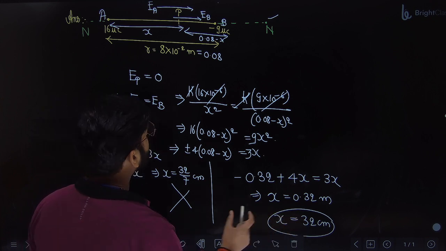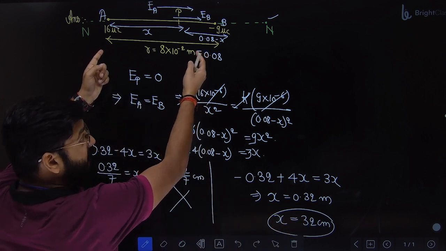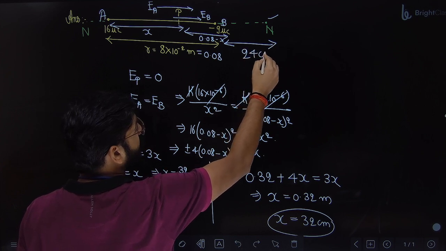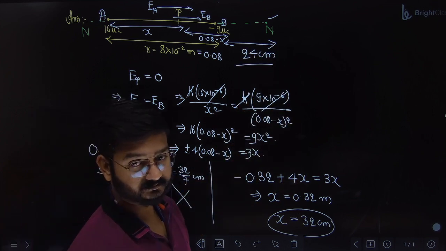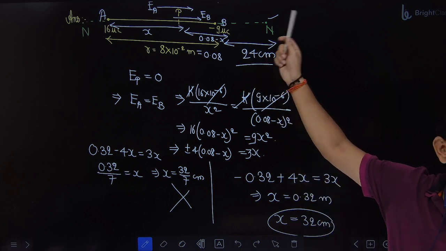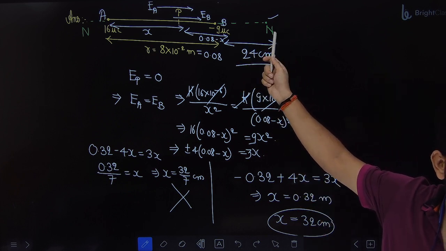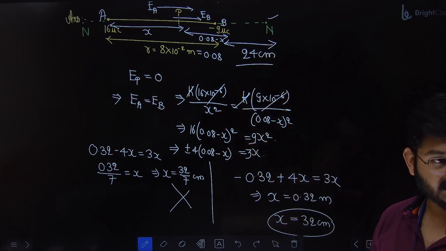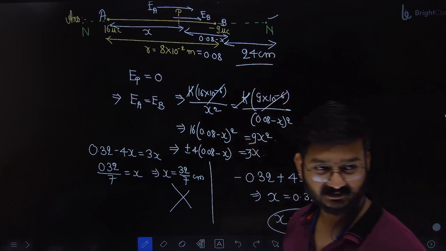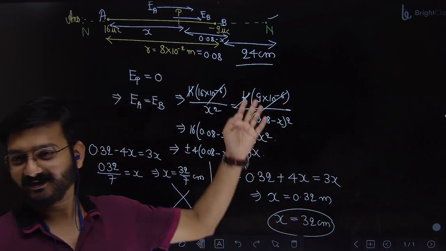Now, 32 minus 8 centimeter, so this will be 24. So where is the neutral point? 24 centimeter on the right. Is it correct? Yes. Is it correct or wrong?